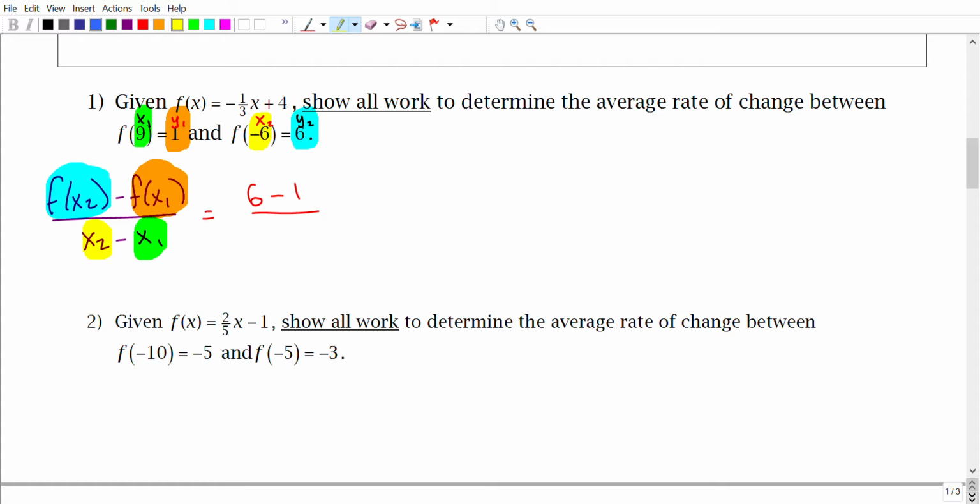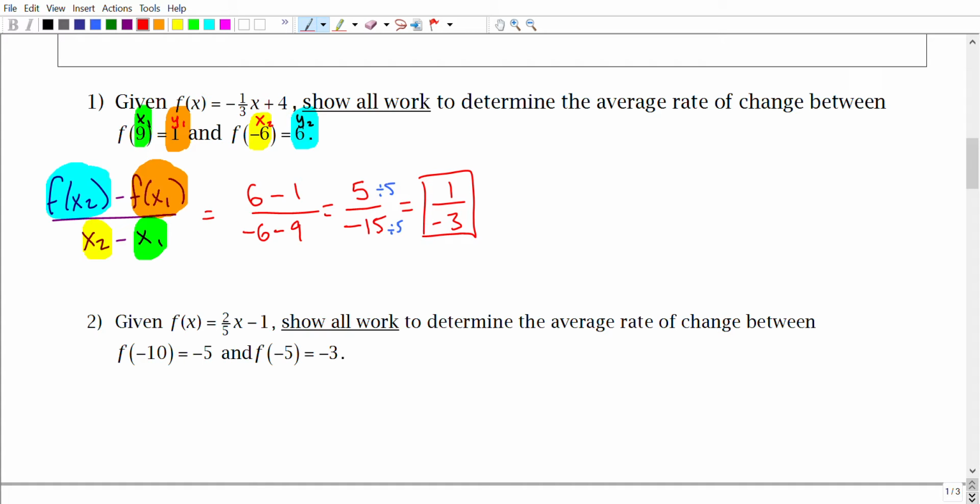So what values are those? Well, that's just a negative 6 minus 9. So I get 6 minus 1, which is just a 5. Negative 6 minus 9 is a negative 15. So I get, let's see, those are both divisible by 5. So what is my final answer here? It is negative 1/3 to be exact.